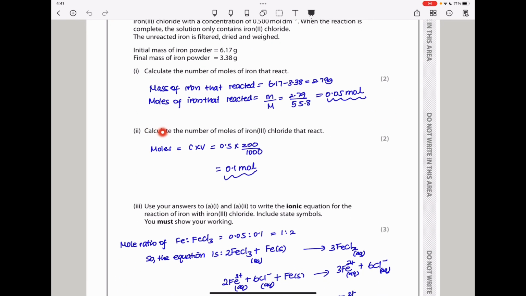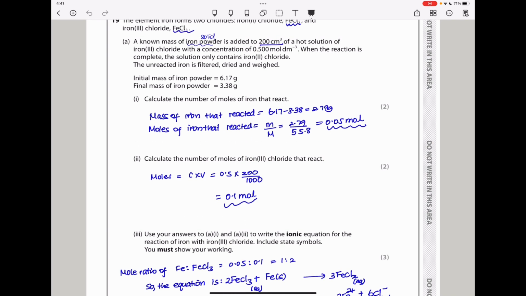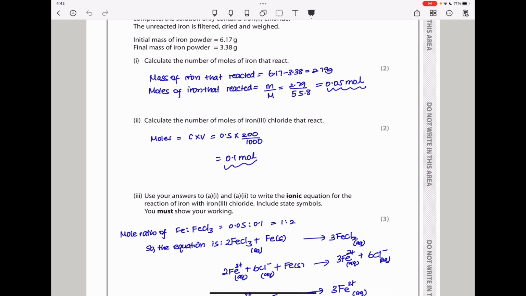The next part says calculate the number of moles of iron 3 chloride that react. To find the number of moles of iron 3 chloride, you have to refer back to the information given. They told us all the iron 3 chloride reacted because after the reaction, the only solid present, the unreacted part, was just iron. Remember, they said the solution only contains iron 2 chloride. That is the final product. So the unreacted iron was not in solution, and the solution did not contain iron 3 chloride. So it had all reacted and the reaction was completed.